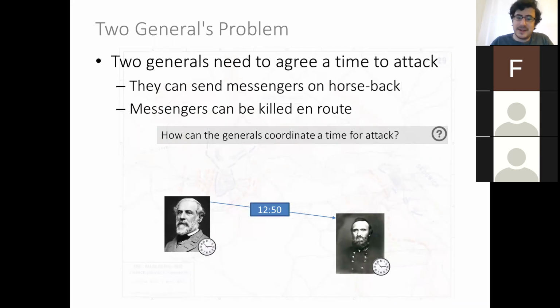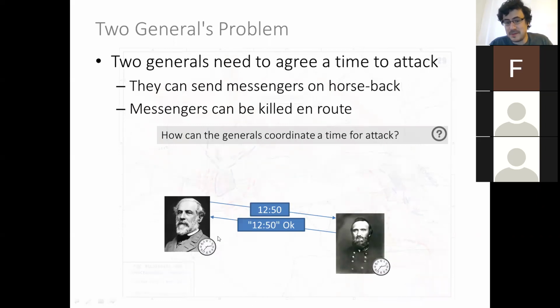So how could we solve that? We could say, okay, well, maybe beforehand they have some sort of procedure or military book that tells them how to solve this, some algorithm. So let's say that this general then should send back an acknowledgement and say, okay, 12:50, let's do it, right? So what's the problem now? The second general doesn't know if his messenger has been killed or not. Exactly. So now this general doesn't know if the acknowledgement is received, so it doesn't know if this general is going to attack at that time or not.